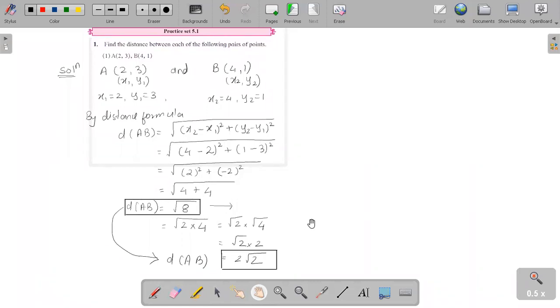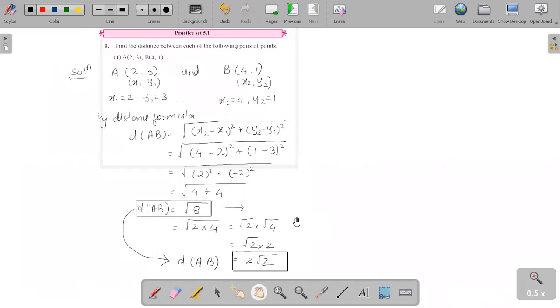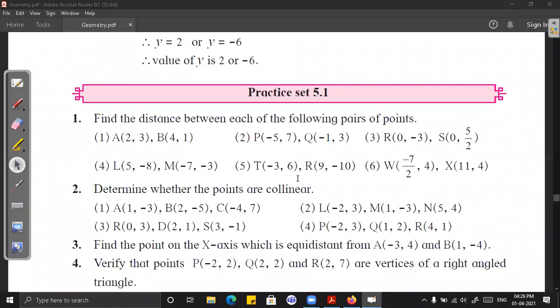Is it visible, clear enough? Yes, yes. Okay, write it down. We'll do the second sum.